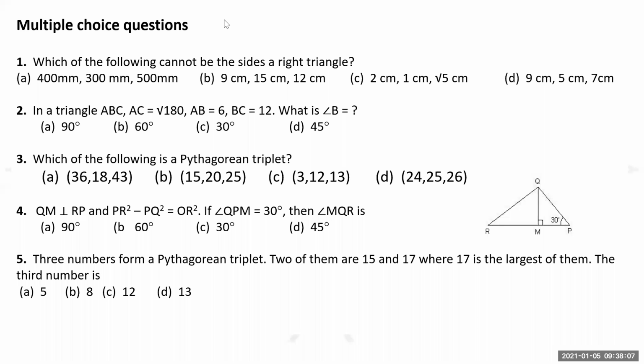Yes, sir, because in C, if we take the squares of 2 centimeter and 1 centimeter, 2 square is 4, 1 square is 1, so that sum is equal to root 5 square, which is 5. But in case of 9, 5 and 7, if we add the squares of 5 and 7, we are not getting 9 as the answer. Yes, very good. Very good answer, beta.